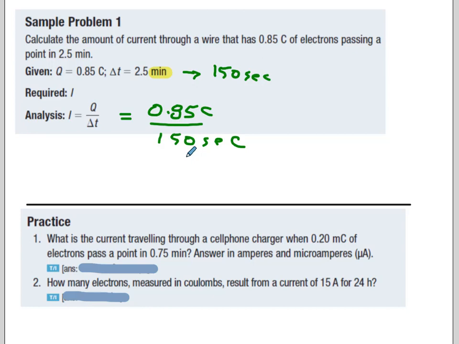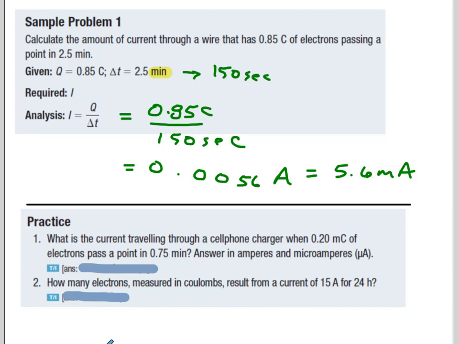So 0.85 divided by 150 is 0.0056 amps. Now that's a very small number, so what we would do is convert that, if we jumped over 3 spaces, to 5.6 milliamps. Okay, so if you want to pause it for a second and then try these two questions, watch the time units, it's really important, and then we'll come back.